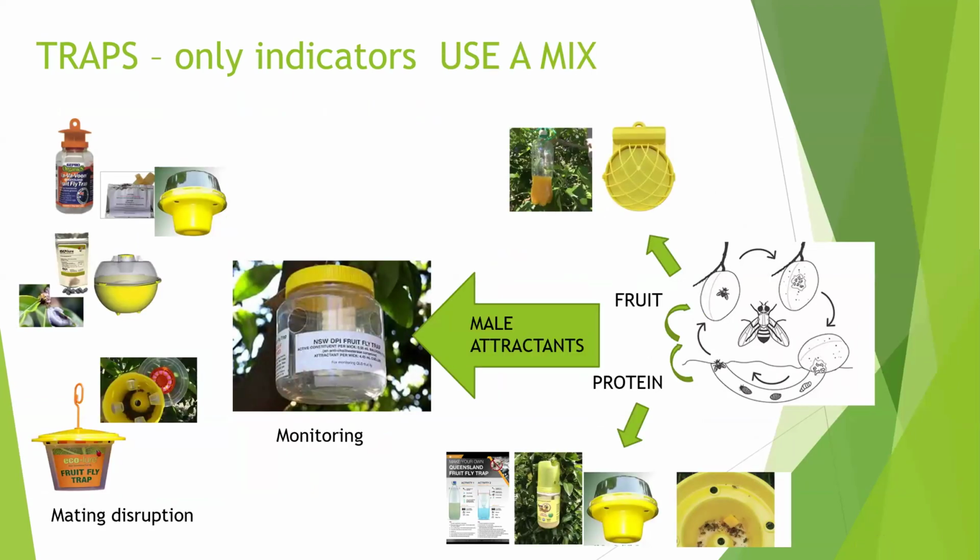So we have females heading for the protein or the fruit, and we have males heading for the male lure or male attracting lure. So we have a really good grip of what's going on between when the fly emerges out of the ground to that stage just before it hits the tree or hits the fruit.